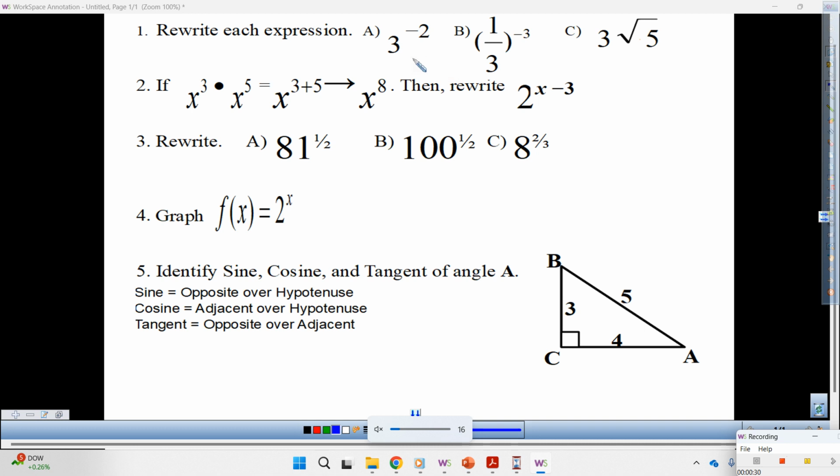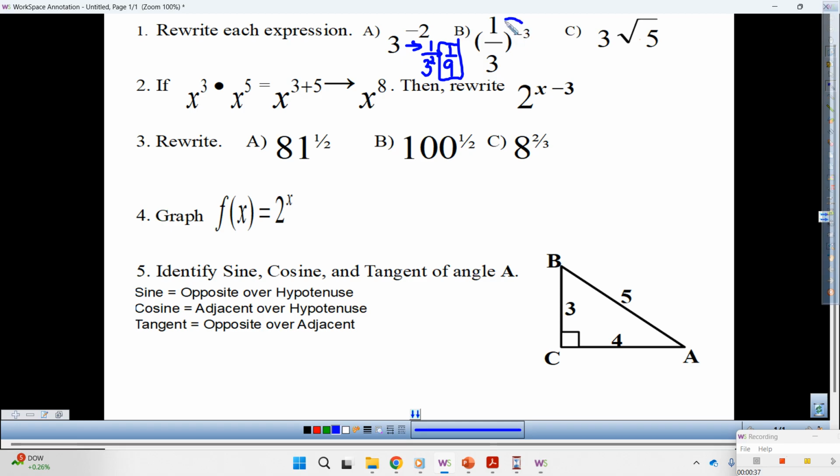All right, here we go, for the sake of time. Number 1 says rewrite each expression. 3 to the negative 2 is the same as 1 over 3 to the positive 2, which is 1 over 9. So it's 1/9. By now that should have been a piece of cake.